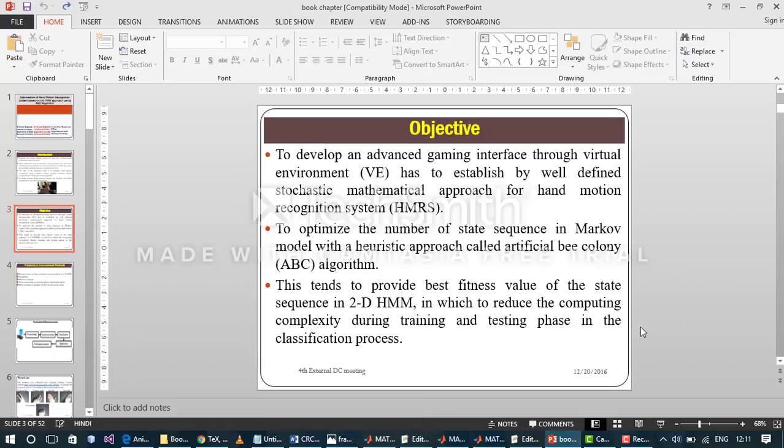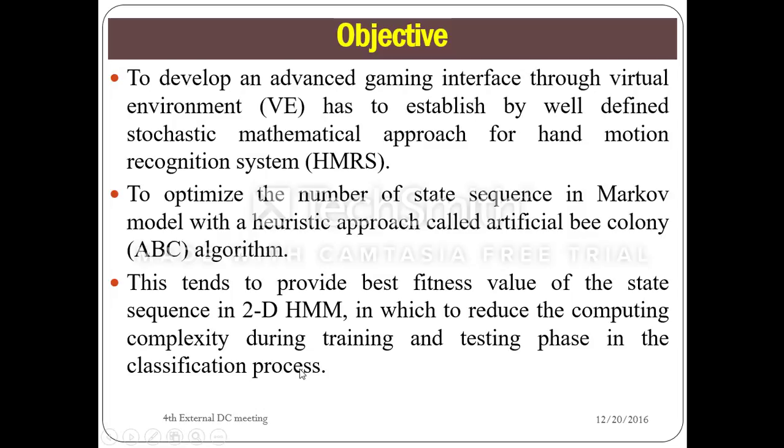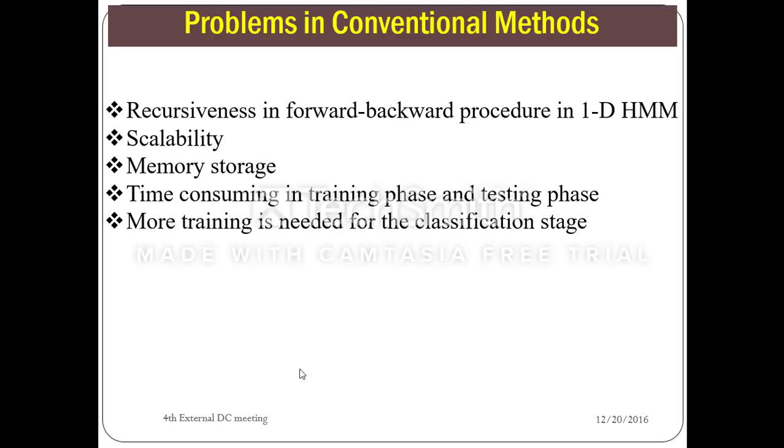Our objective is an advanced gaming interface using the virtual environment, to establish a mathematical approach to the hand motion recognition system. It addresses the major problems of conventional recognition methods: forward and backward precision of 1D HMM, scalability, memory storage, and time consumption in the training and testing phases. In the real implementation of the optimization, the motion of each and every part of the hand will be detected for sensing the hand gestures.